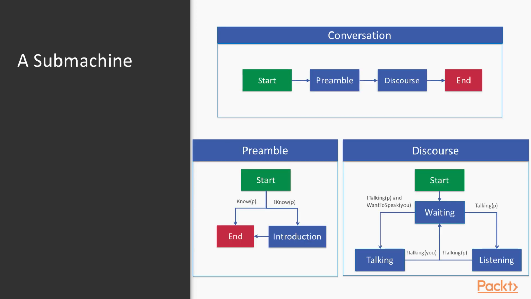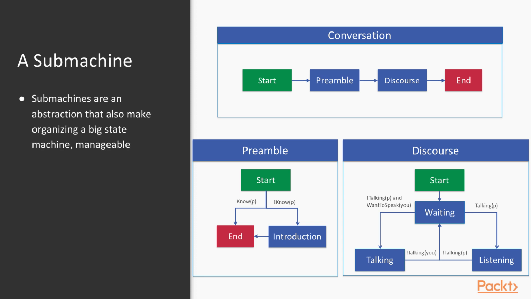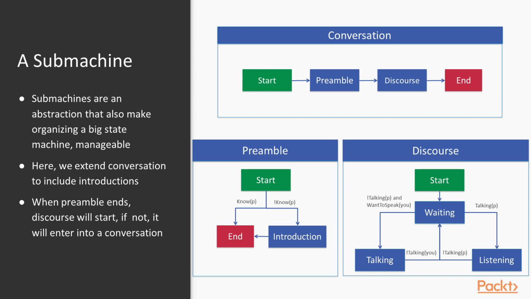For more complicated state machines, we introduce the concept of a submachine. A submachine encapsulates part of a larger state machine so that we don't have to conceptualize the entire machine at once. Here we augment the conversation state machine to include a second part, which models introductions. If you begin a conversation with a party you don't know, introductions are necessary. Otherwise, the preamble step exits immediately, and you go straight into conversation.